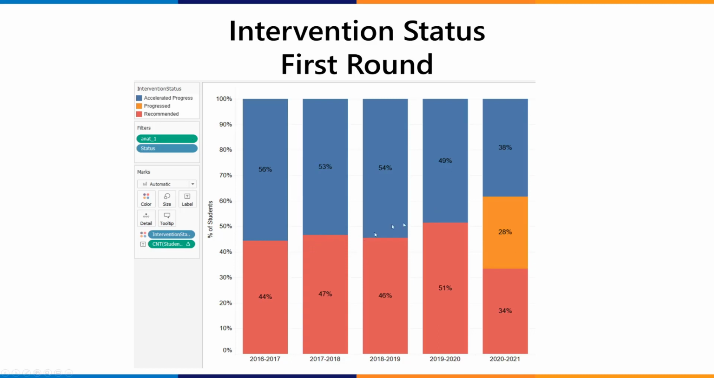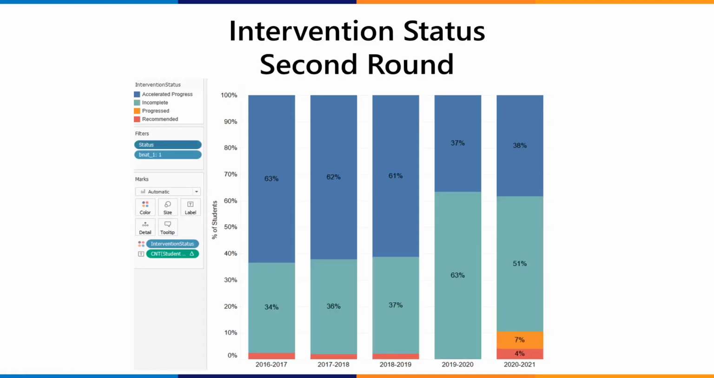You can see in the fall that we typically, in the past, have hovered somewhere, not always quite a 50-50 split between our recommended and accelerated progress, but somewhere around there for our first round. And this year, with our progress students, we can see that we have about a 38, 28, 34% split among our students right there. In the second round, it looks like this.